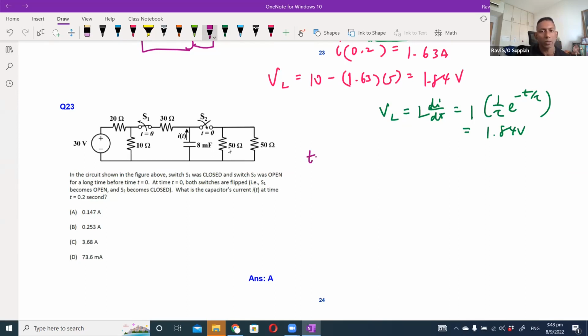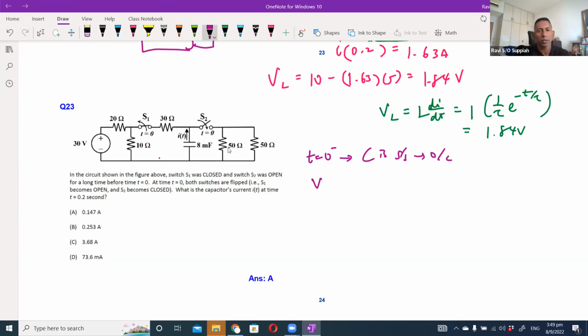At t equals 0 minus, prior to t equals 0, we only focus on the left hand side up to the capacitor, because the right hand side switch is still open. Since the capacitor is already in a closed loop, it would have reached steady state, which means it is an open circuit.